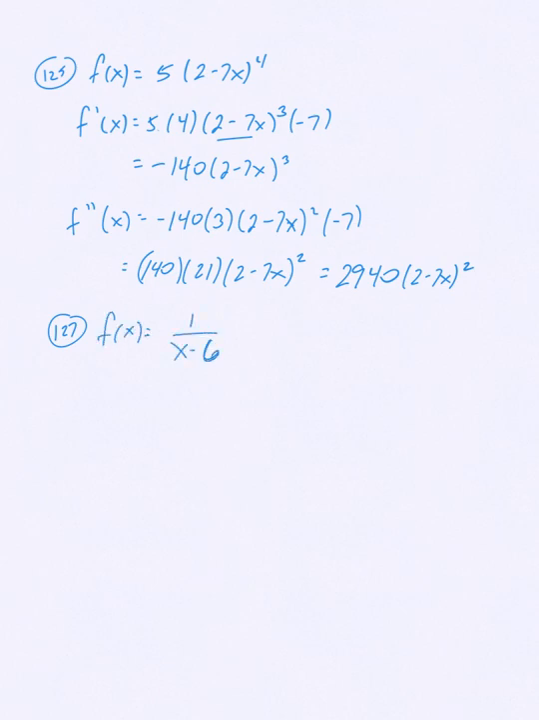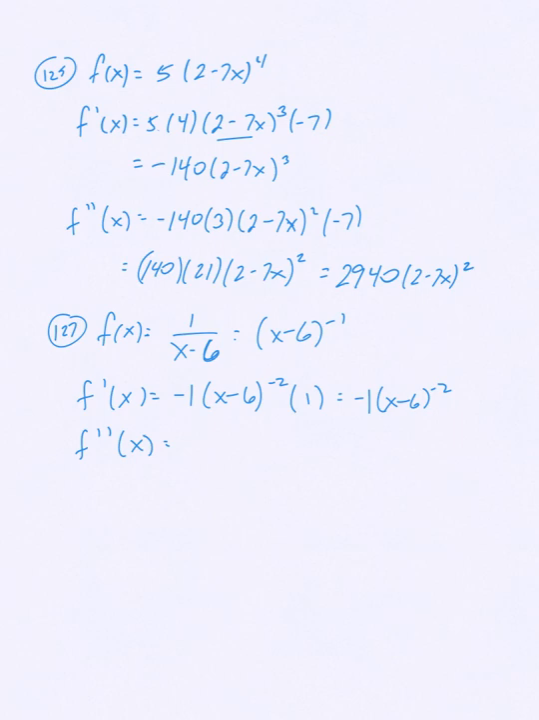I'm going to rewrite this as x minus 6 to the -1. All right, first derivative, -1 in front. We subtract 2, the derivative of what's inside is just a +1. So this is now -1, x minus 6 to the -2. All right, second derivative. We've got the -1, the -2 comes in front. X minus 6 to the -3, and the derivative of what's inside is 1 again. So this is 2, -3, which is 2 over x minus 6 cubed.